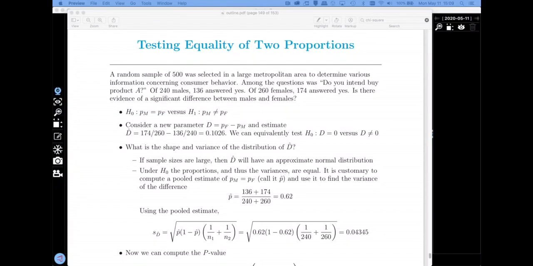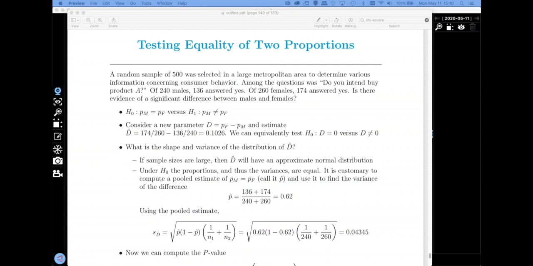This video is going to cover the independent sample z-test for proportions. So I think maybe the way to introduce this is with an example. Let's say that I have a random sample of 500 people selected from some large metropolitan area, and I'm doing this to determine information about consumer behaviors.